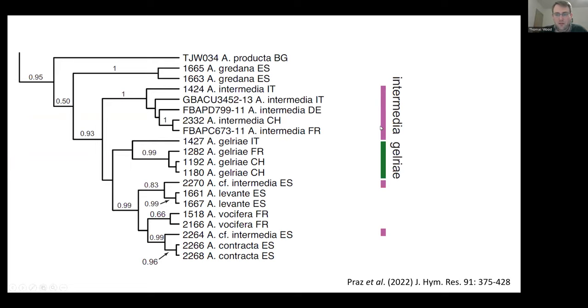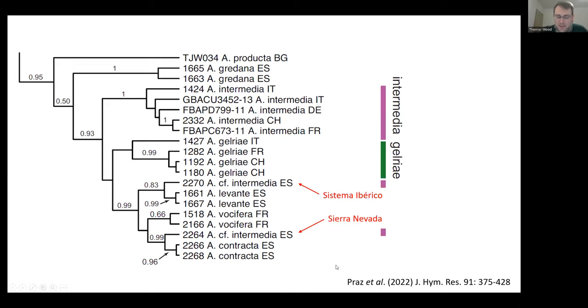And then, if we look lower in the phylogeny, we can actually see that the two specimens corresponding to Andrena intermedia do not fall in the intermedia group. Instead, one of them is more closely related to Andrena levante, which is the low altitude species, the species at less than 1,000 meters in the dry valleys. And one of them is more closely related to Andrena contracta, which is the species from the alpine zone in the Sierra Nevada.